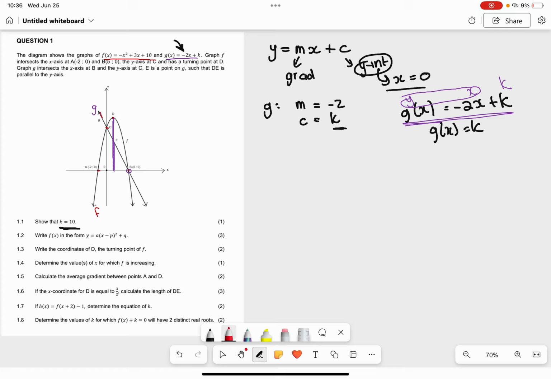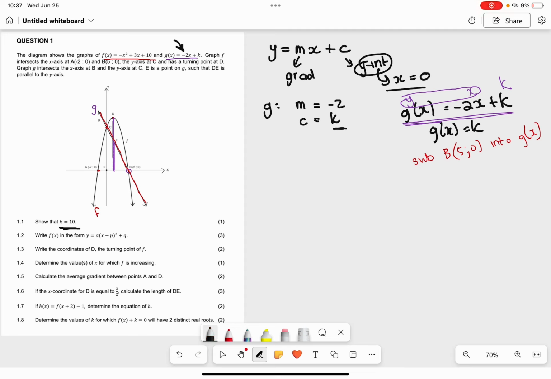Start from the top where it's starting, and then we're going to go, okay, do we have C? No, we don't. Do we have E? No, we don't. Let's continue. Can you see that we have B? So if you substitute B, which is, what did they give us? 5 and 0, into g of x, then you're going to be able to solve for k. Okay, right, moving on swiftly.